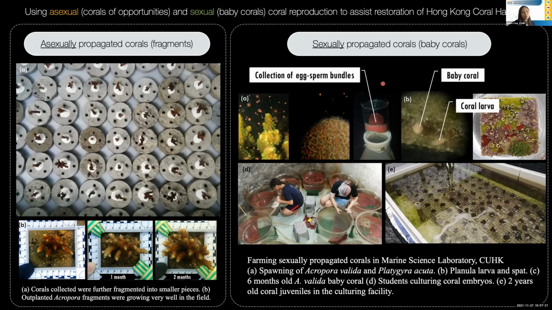So now just a quick summary here. People use asexual and sexual coral propagation approaches. So asexual coral reproduction for restoration, this technique has proven to be quite successful in Hong Kong so far because survival is quite good and it's very easy to get these fragments, just go out and collect them. The fragment size is much larger to begin with. So that's why the survival in general is better.